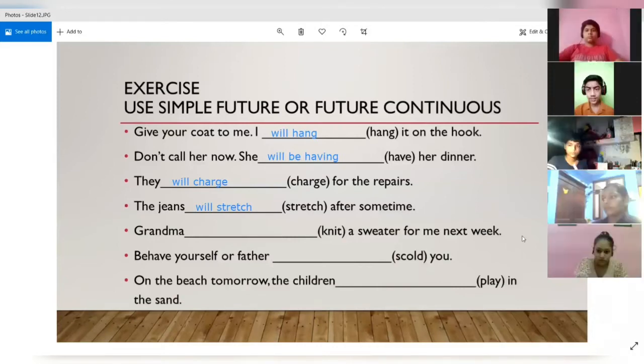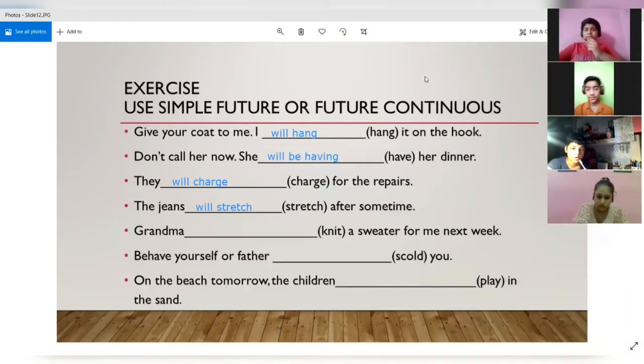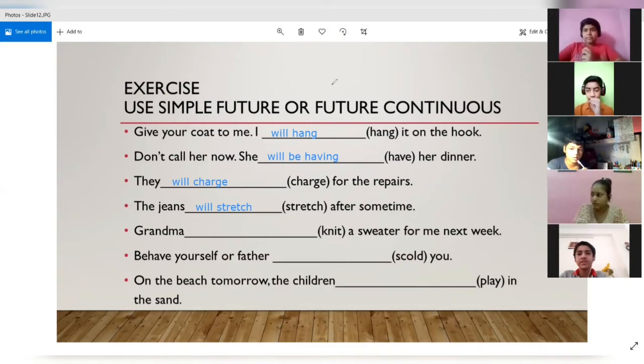Now, Mridul, you can answer the next one. Good morning, sir. Good morning. So the answer is grandma will be knitting a sweater for me. It's called knitting. Yes. Knitting. Grandma will be knitting. All right. So you are correct.